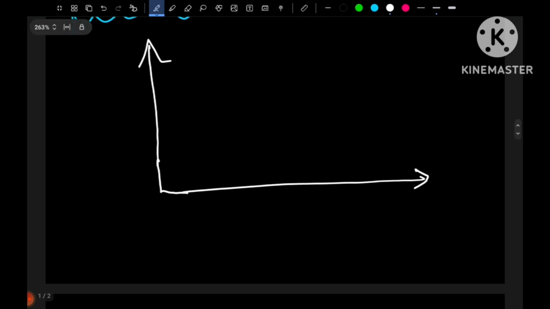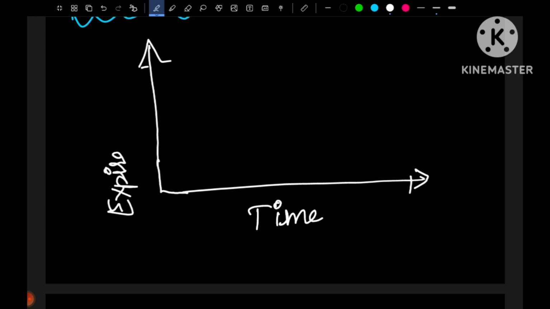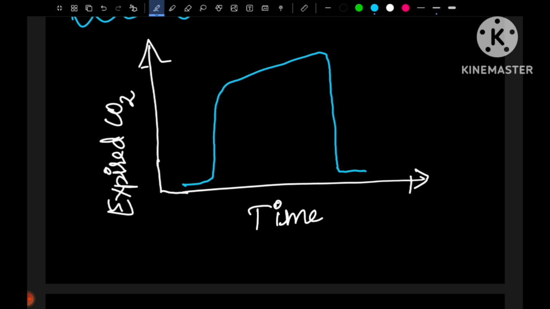So this is the x-axis and this is the y-axis. What is on the x-axis? The x-axis denotes time. What does the y-axis denote? It denotes expired CO2. Okay, so I'll draw the capnograph. If you have a notebook or a digital device, you can easily draw along with me, so that it will be easy for you to understand.